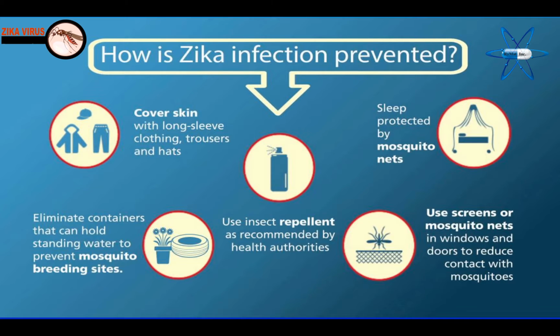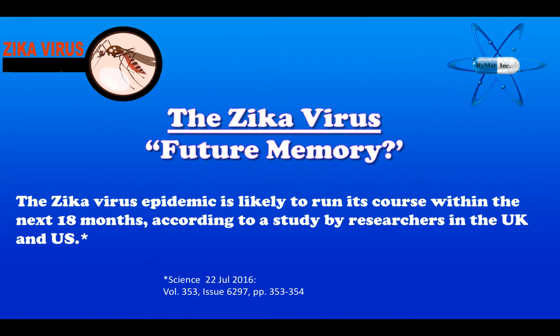The Zika virus. Will this be a future memory? The Zika virus epidemic is likely to run its course within the next 18 months, according to a study by researchers in the UK and the US. There's a reference here below if you'd like to do some further reading.